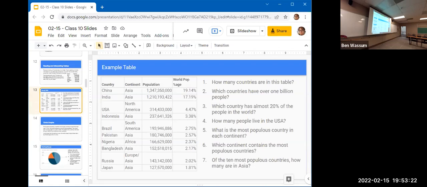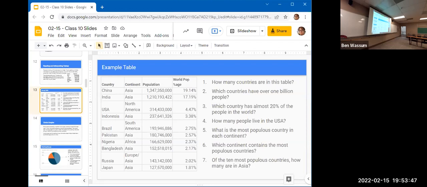So number 1 says how many countries are in this table. Well, that's easy enough. You just count the rows, right? 1, 2, 3, 4, 5, 6, 7, 8, 9, and 10. So there is a grand total of 10 countries on the table. Makes it really easy for finding percentages and stuff if you got 10.